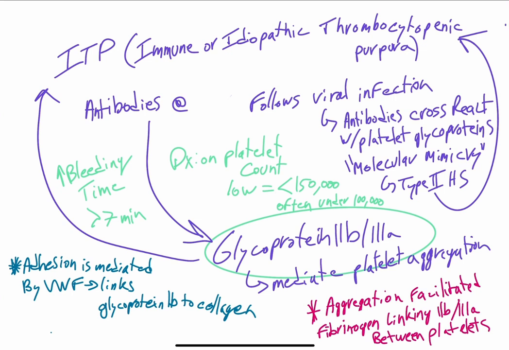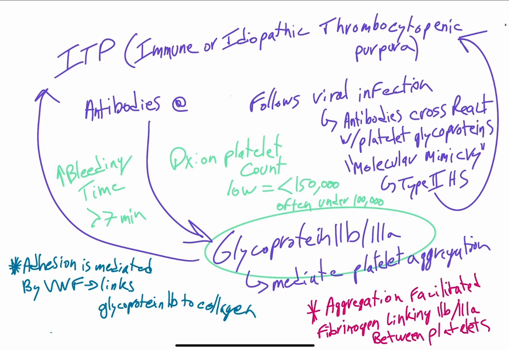So in the sequence of events, here's how ITP goes down. Antibodies that are produced in response to a virus cross-react with platelet glycoprotein. This is due to molecular mimicry. This is a type 2 hypersensitivity reaction. This results in thrombocytopenia. You diagnose ITP based on platelet count. This will be low, typically under 150,000. And it could often be under 100,000.